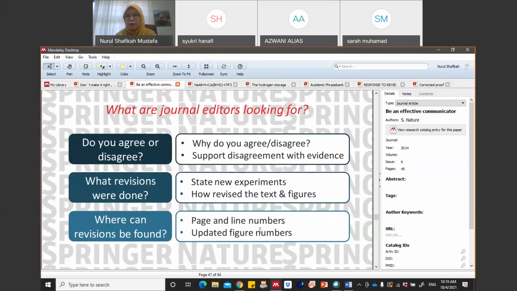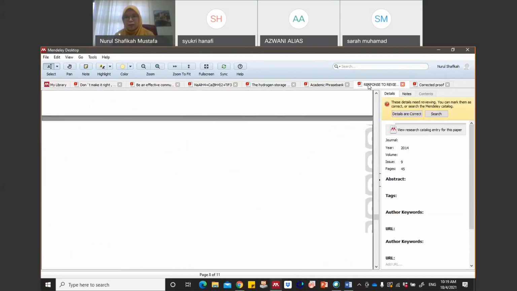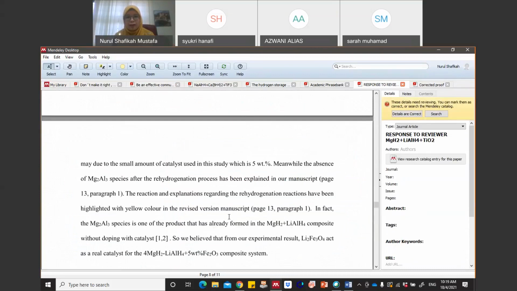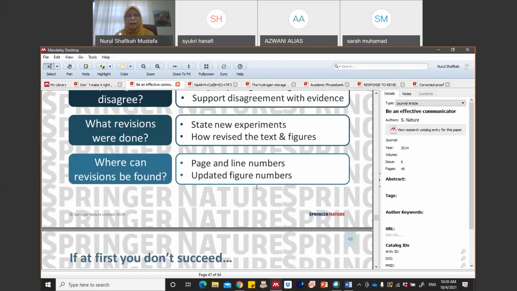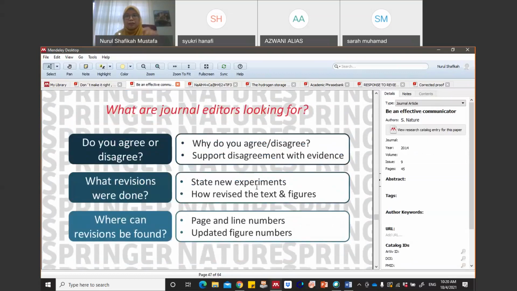So this is very important when you give responses to all the comments. It is very easy for the editor to see which part you have revised, which page, which line. When you write like this, it is easy for them to search for where the revised version is. Okay, that's all about the process.